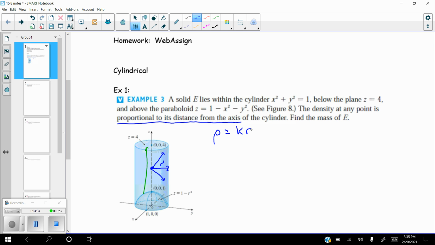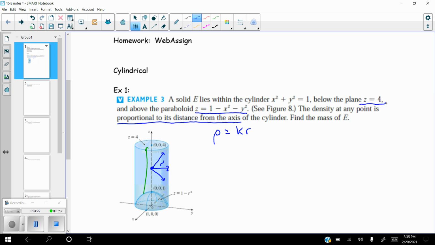This is something you technically could do in terms of x's and y's, but it's going to be so much easier to do in polar. So the z is what's going to vary, in green there. Z is going to vary from this function right here up to z equals 4.